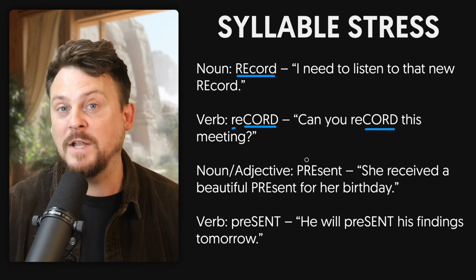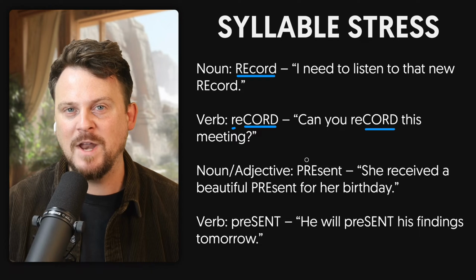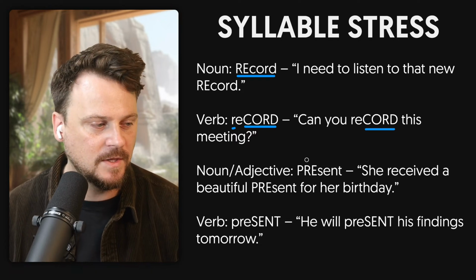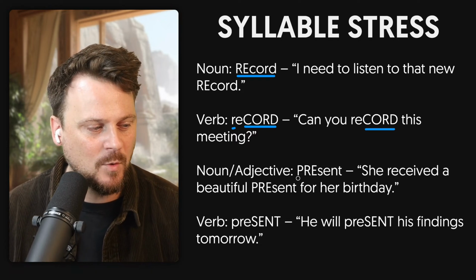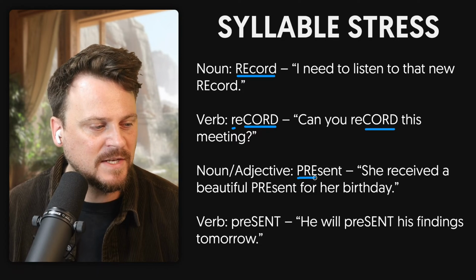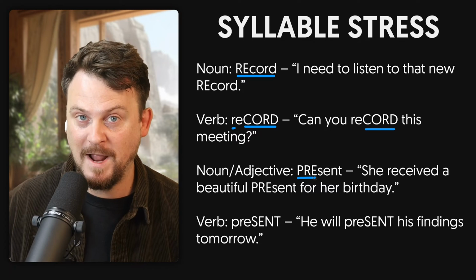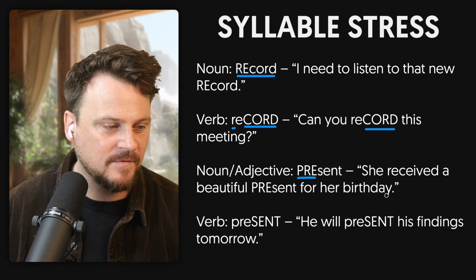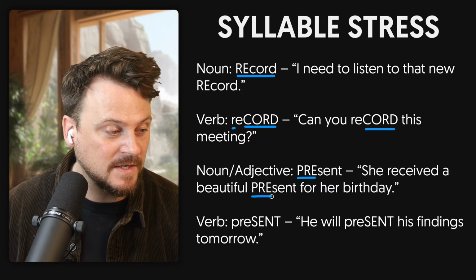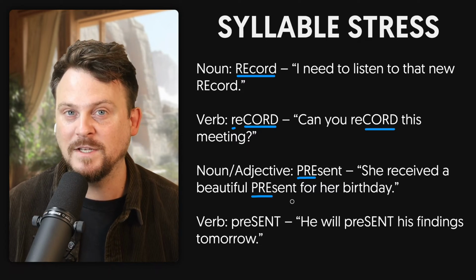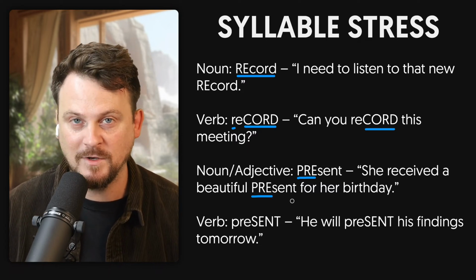And then, by the way, it's also true for adjectives. So we put nouns and adjectives into one category and verbs in the other. So a classic example would be present. Now, present could be a noun or an adjective. A present is a gift. She received a beautiful present for her birthday.